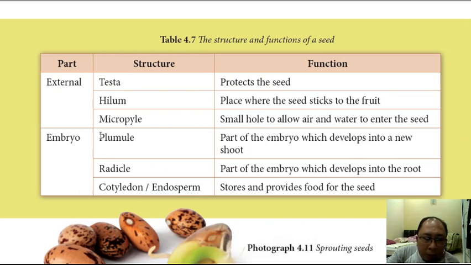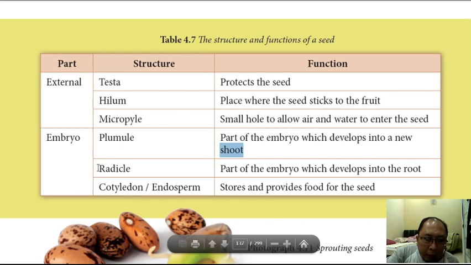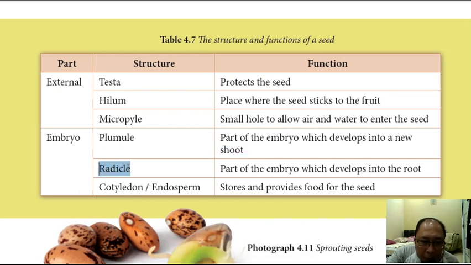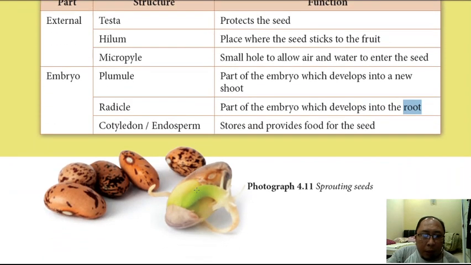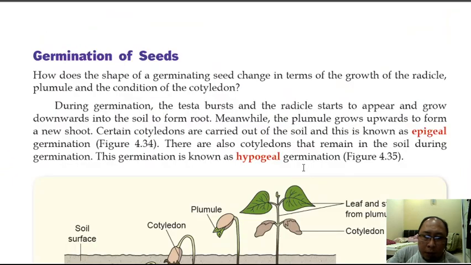The most important part here is the plumule in the embryo, which when it develops will become the shoot. The second is the radicle, which will become the root. These are the two structures in the embryo that are very important to know, because these two will become a new plant. So this is the structure and function of the seed.